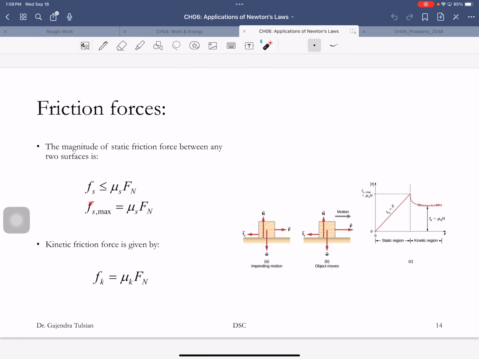So the maximum static friction force is the coefficient of static friction times the normal force. The kinetic friction force is mu k times the normal force. Since this one is smaller than that, mu k is less than mu s.